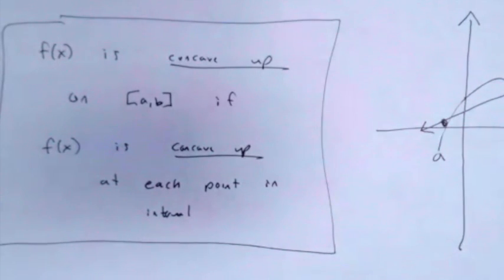When you talk about an interval, you're really talking about an infinite collection of points. So if the property holds for every point in that interval, you can say that the property holds on that interval.